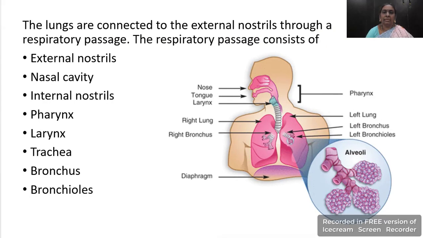The lungs are connected to the external nostrils through a respiratory passage. This passage consists of the external nostrils, the nasal cavity, the internal nostrils leading to the pharynx, the larynx, that is the voice box, the trachea, the bronchus, and finally the bronchus dividing into the bronchioles.